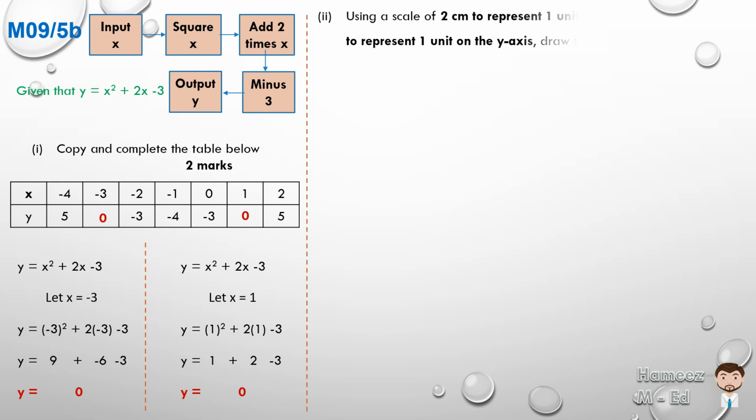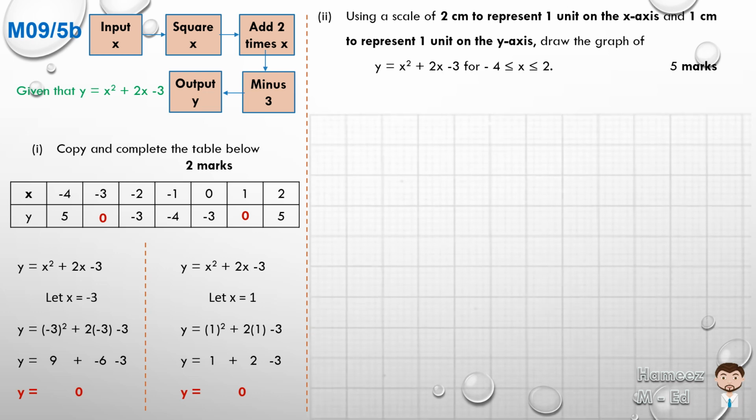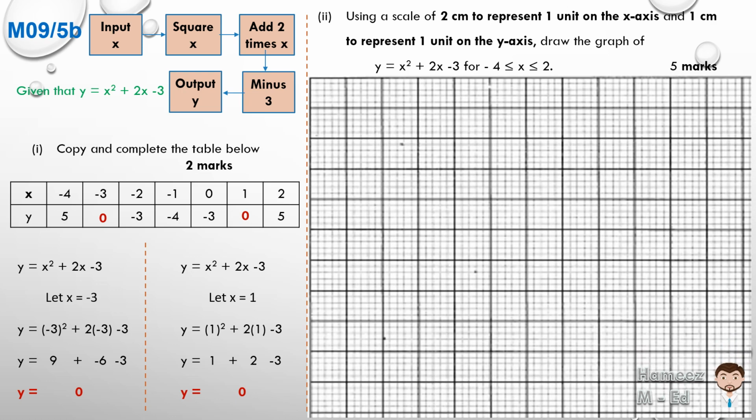So using a scale of 2 centimeters to represent 1 unit on the x-axis and 1 cm to represent 1 unit on the y-axis, draw the graph of y is equal to x squared plus 2x minus 3, the same graph that you just worked out, for the values minus 4 less than or equal to x less than or equal to 2. So what that means, we want to draw the graph from when x is minus 4, minus 3, minus 2, straight up till x is 2. And we have all those x and y values in the table already.